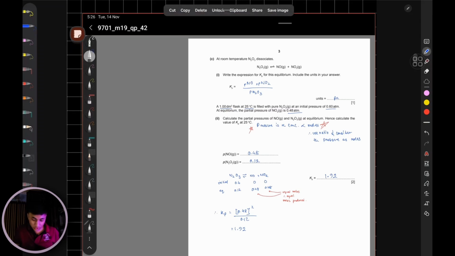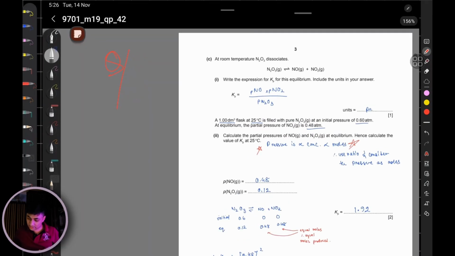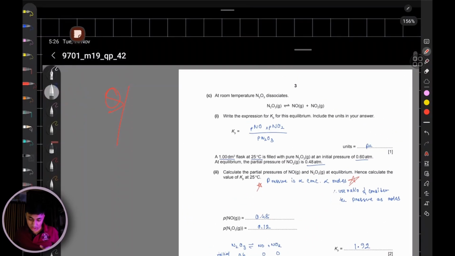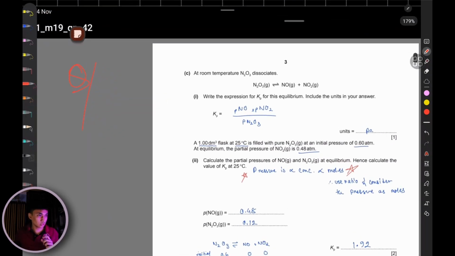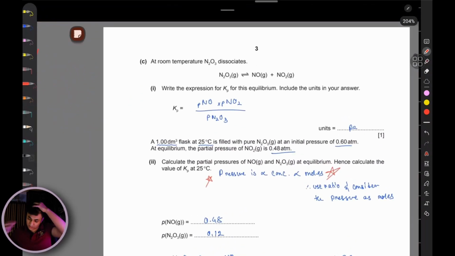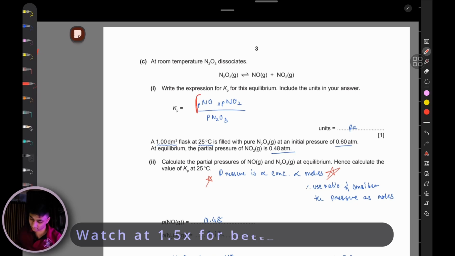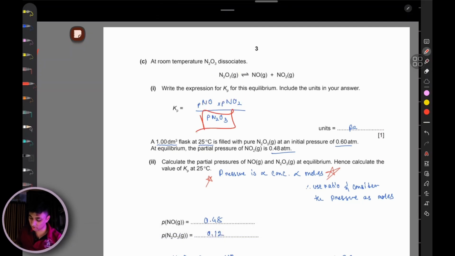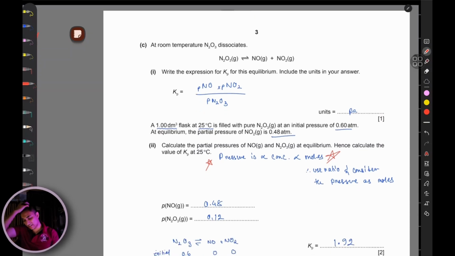Fair enough. Question 3. What are they saying? Part C of a question in March 19, paper 4.2 is telling you, at room temperature, N2O3 dissociates into NO and nitrogen dioxide. Write the expression for Kp, the pressure constant, for this equilibrium. Include the units in your answer. So I have NO in gaseous form and NO2 in gaseous form as the products in the numerator, and your reactant in the denominator. I have to write P every single time, since all of these are gases.